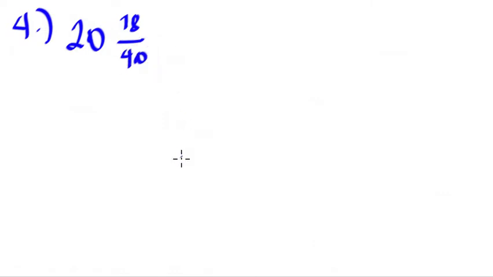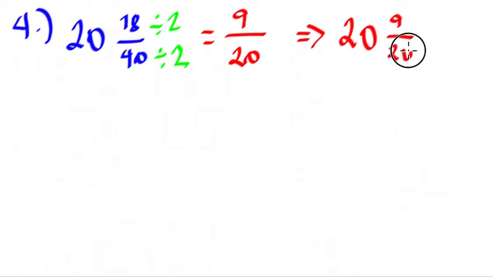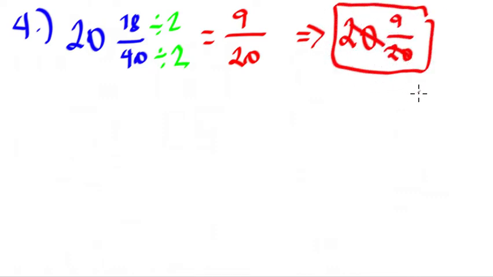For number 4, let's simplify this fraction. It's a mixed number actually, 20 and 18 over 40. So what we will simplify is the fractional part. We divide both by 2 because that's their greatest common divisor. 18 divided by 2 is 9. 40 divided by 2 is 20. That's the simplified form, so the answer here is 20 and 9 over 20. Take note, we cannot just simply cancel them. That's illegal. I know maybe some of you are thinking like that.